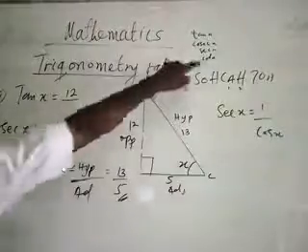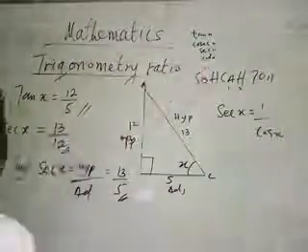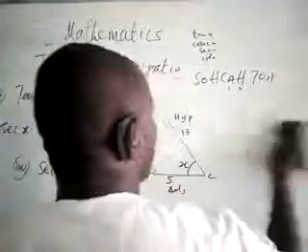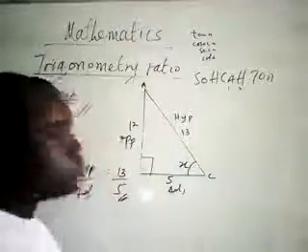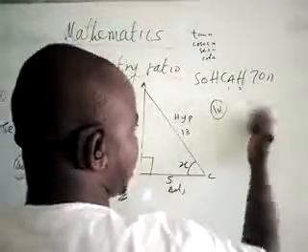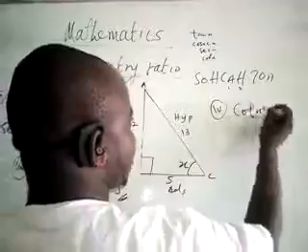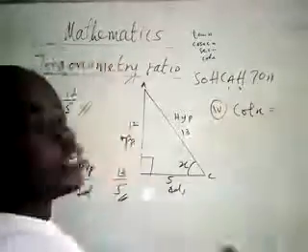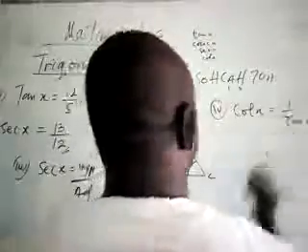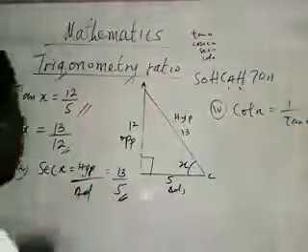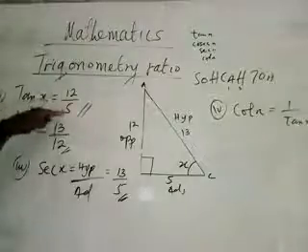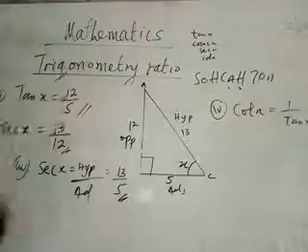The next one we're asked to find is cot x, which is number 4. So what is cot x? Cot x is 1 over tan x. We've already found our tan x to be 12 over 5. That means cot x is just going to be 5 over 12.